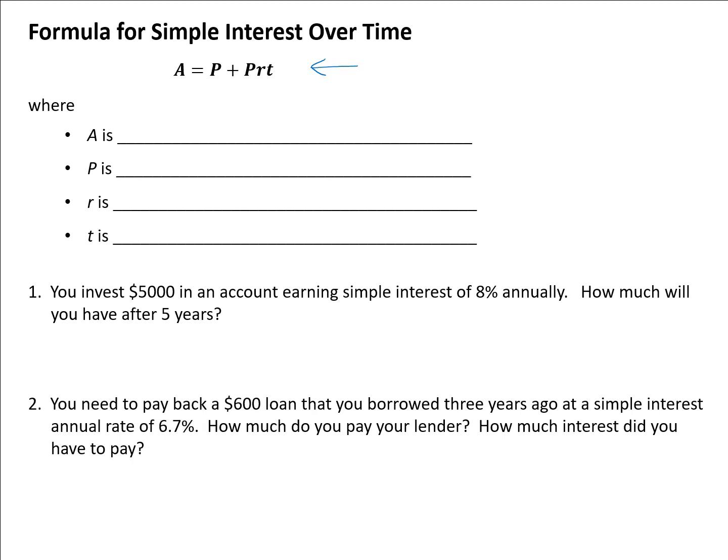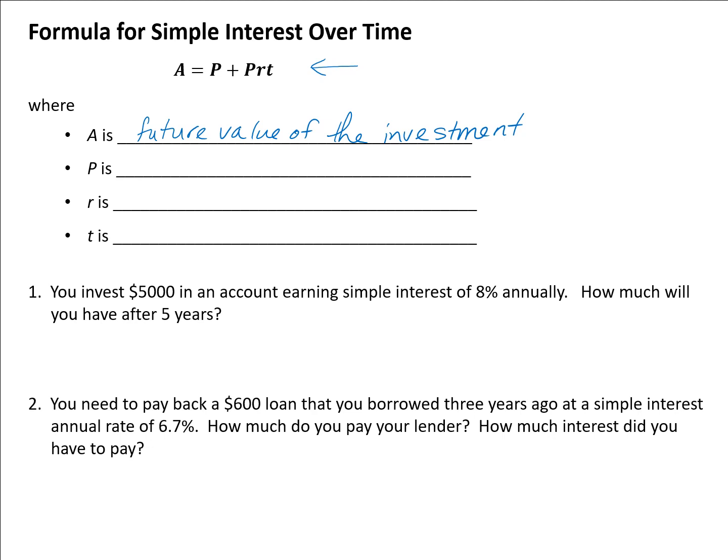Now, to use any formula, we need to understand what all of these variables represent. So let's go through them. A is considered the future value of the investment. It would be how much you have after you've been earning interest over so many years. So the future value of the investment having earned interest over a certain period of time, T.